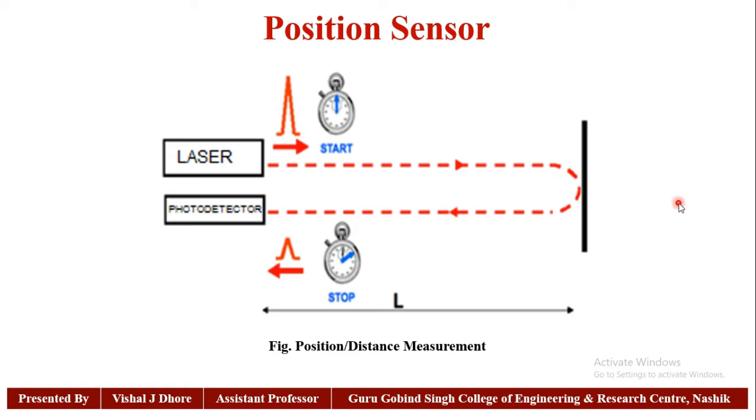Position sensors are used to determine the position of some object with reference to some reference point. Position sensors are used in discrete part manufacturing to measure the presence of a part, identify a part, determine the position of a part, or measure the size of a part.